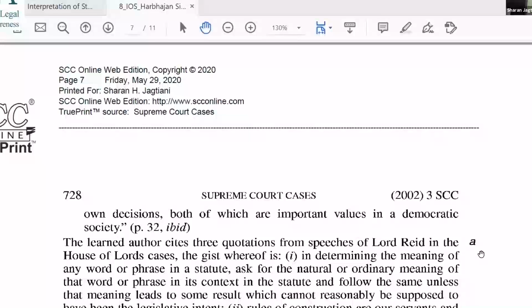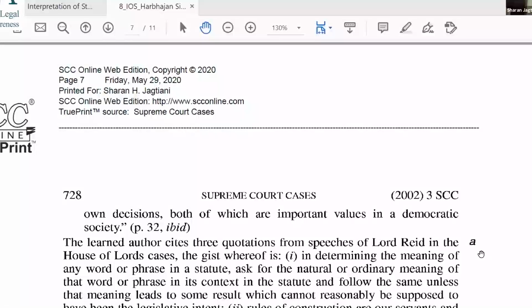But I want to make a point over here, and this is a misconception, at least a misconception based on my understanding of the law as it stands today. And the misconception is that you can only deviate from the literal rule if the language of a statute is ambiguous. That is wrong. And that's precisely what Harbajan Singh in its various quotations and later judgments clarify.